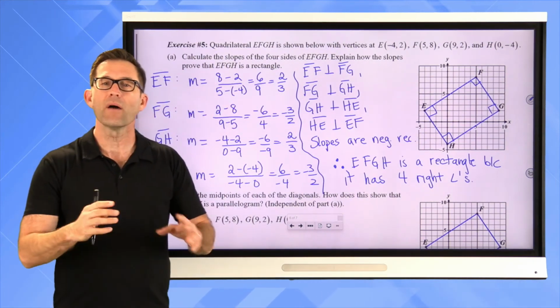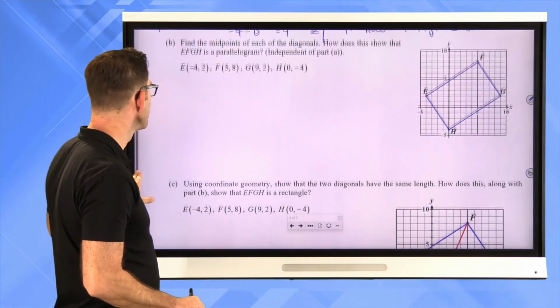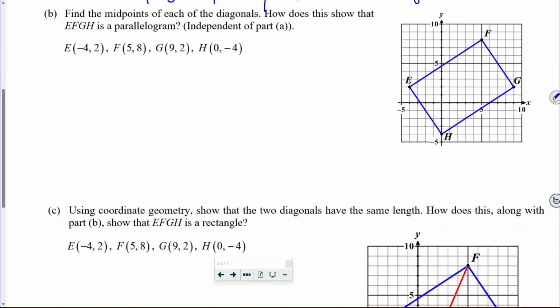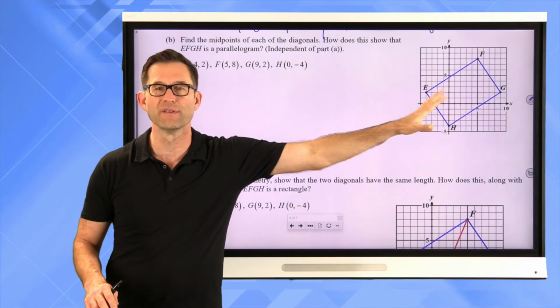All right, but now let's play around a little bit more with EFGH. Let's take a look at letter B. Find the midpoints of each of the diagonals. How does this show that EFGH is a parallelogram independent of part A? So let's pretend now we didn't do part A. Let's pretend we don't know that this is a rectangle.